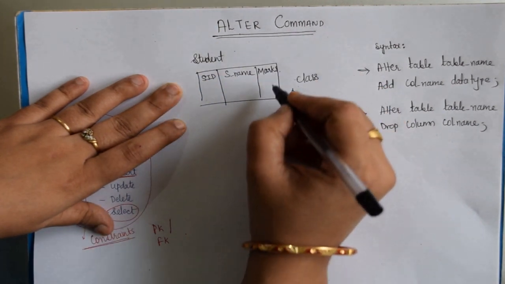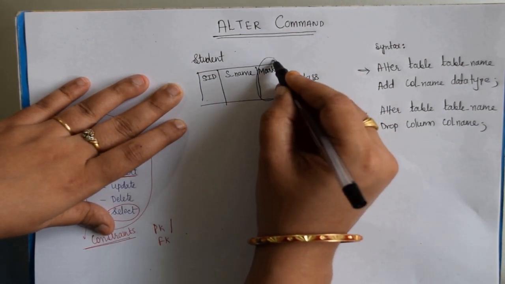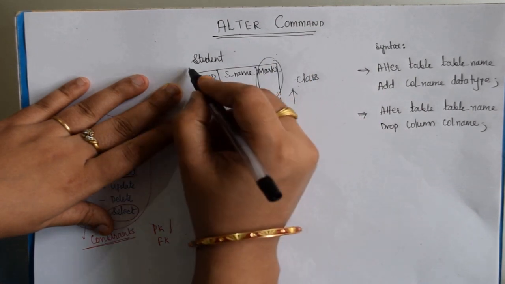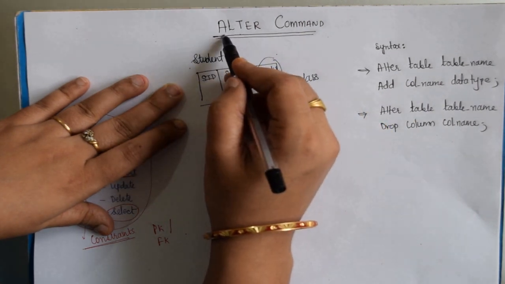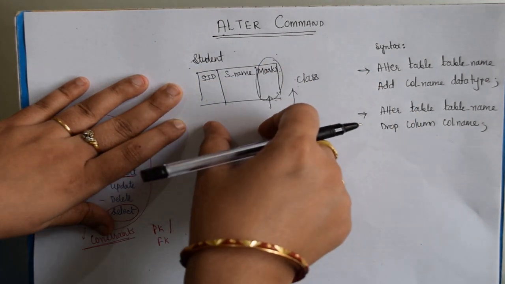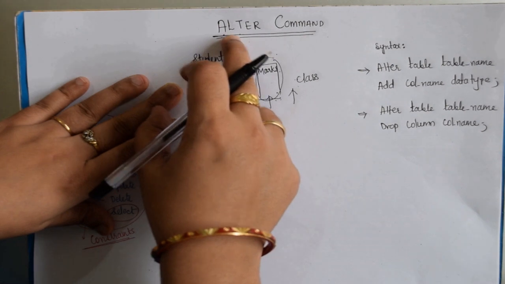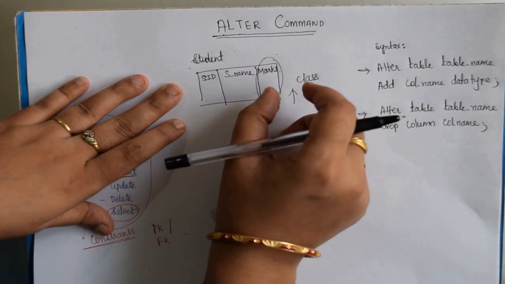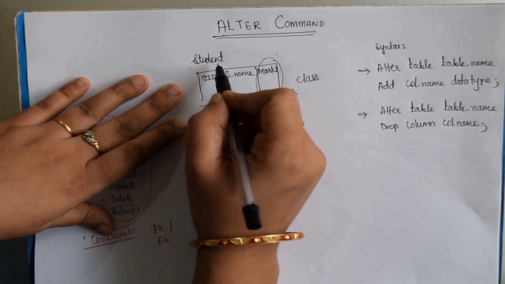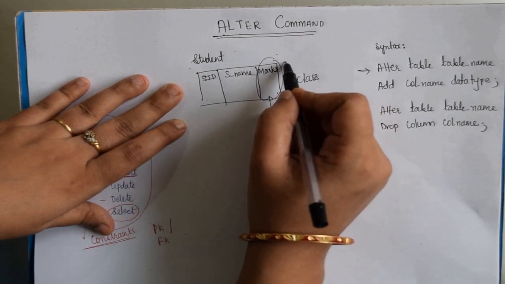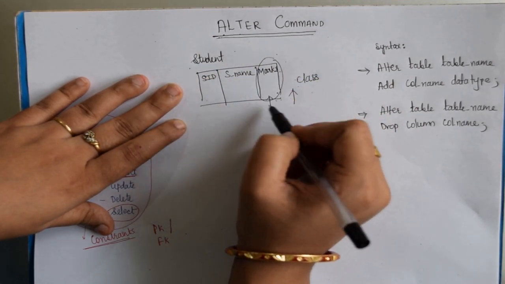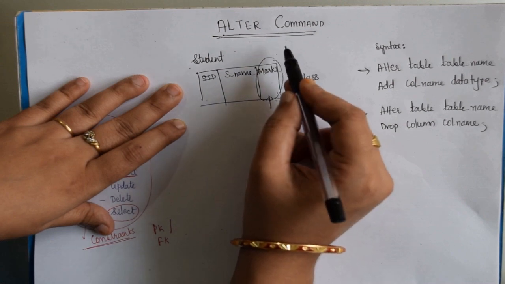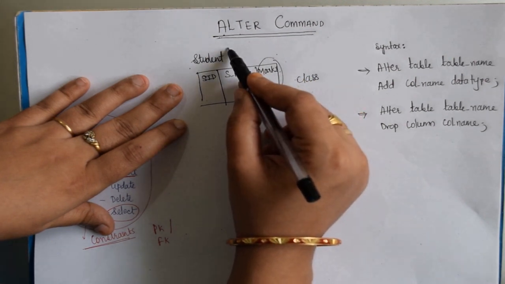And if you want to delete a column from an existing table, suppose I want to delete this column marks from student table, so to delete column from an existing table we require alter command. Similarly for constraints, to add or drop constraints from an existing table we require alter command. Understood where the alter command is used? Whenever you have a table and you forgot to add some column in the table, you can add that column again with the help of alter command. And if you want to delete some column which is not required, you can delete that column with the help of alter command.